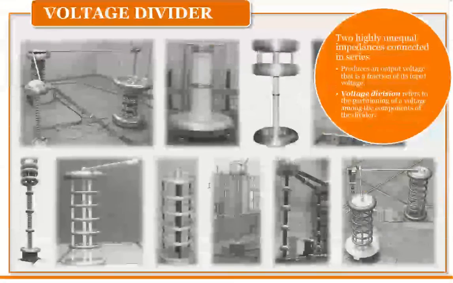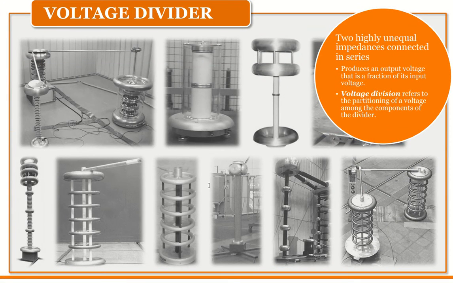Okay, so this is the type of voltage divider, the figure of the voltage divider. This depends on our application. For this one, there are two high impedances connected in series, and this produces an output voltage that is a fraction of its input voltage. The voltage division refers to the partitioning of the voltage among the components of the voltage divider.